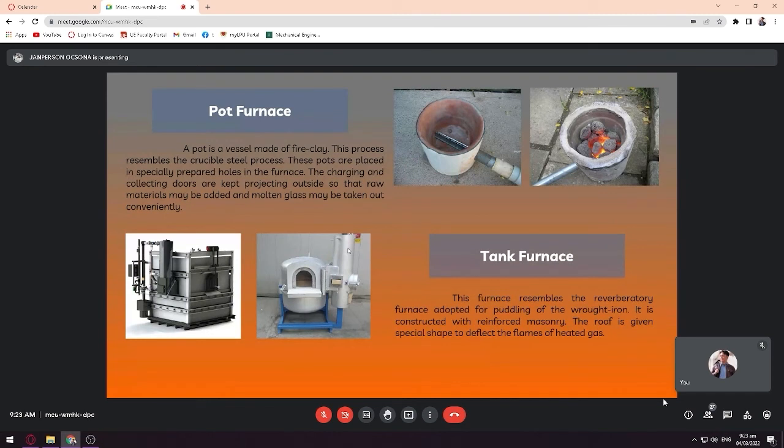Sa tank furnace naman, this furnace resembles the laboratory furnace adapted for puddling of the wrought iron. It is constructed with reinforced masonry. The roof is given a special shape to deflect the flames of the heated gas.